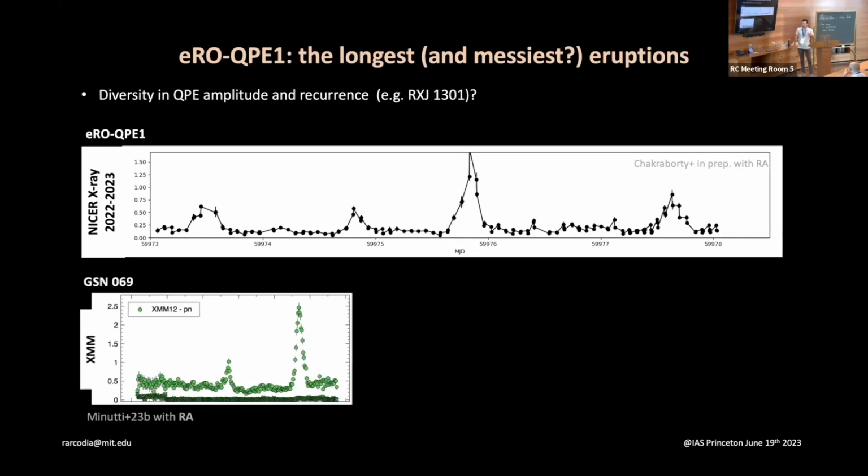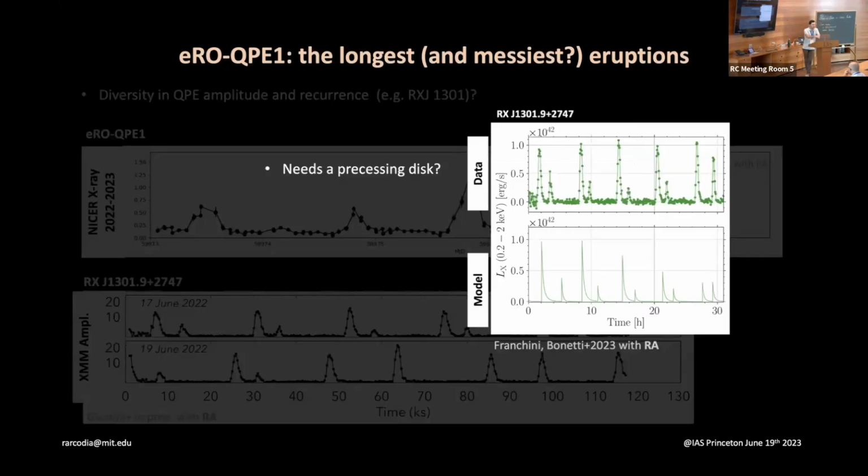And it's something that GSN has also started doing. GSN 69, Giovanni is going to present this tomorrow. When QPEs have reappeared, they have appeared with a different recurrence time and ratio between the amplitudes. So the same source can undergo these changes. And now the question is, can you model it with your models?